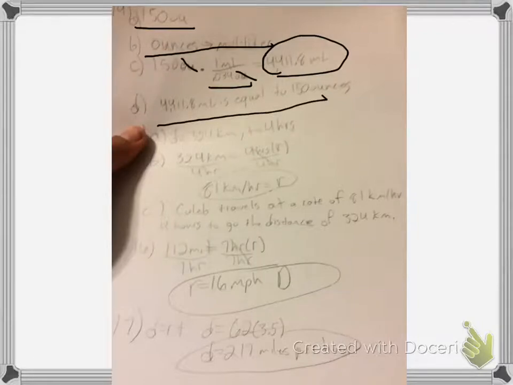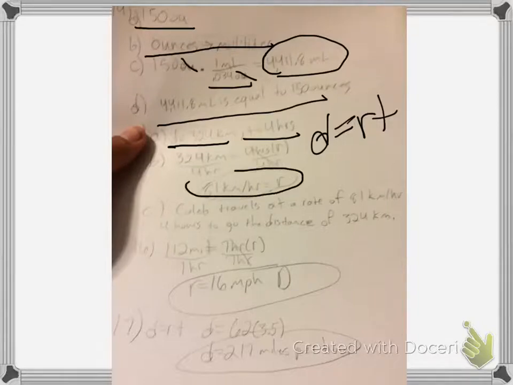Number 15. Alright, we're setting this up. Identify all parts. Distance is 324 kilometers. Time is 4 hours. So I use my distance equals rate times time. And I got 4 hours for my time times the rate, divide by 4. I get 81 kilometers per hour is my rate. And then C, Caleb travels at a rate of 81 kilometers per hour. 4 hours to go the distance of 324 kilometers.